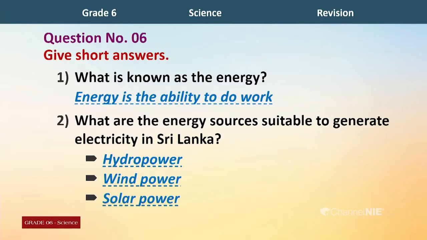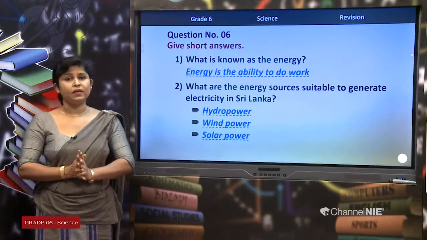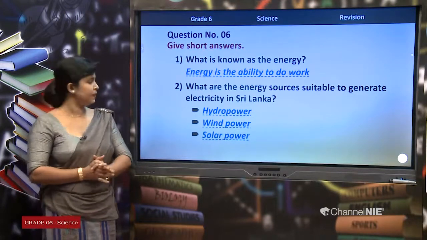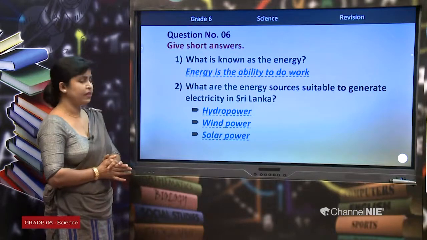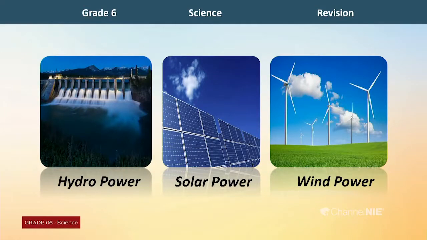First one is hydropower, second one wind power, third one solar power. These three methods do not help in the pollution of environment, right? Hydropower, wind power and solar power. I have given you three pictures here, hydropower, solar power and wind power. The pictures will show you how the production of electricity is done using water.